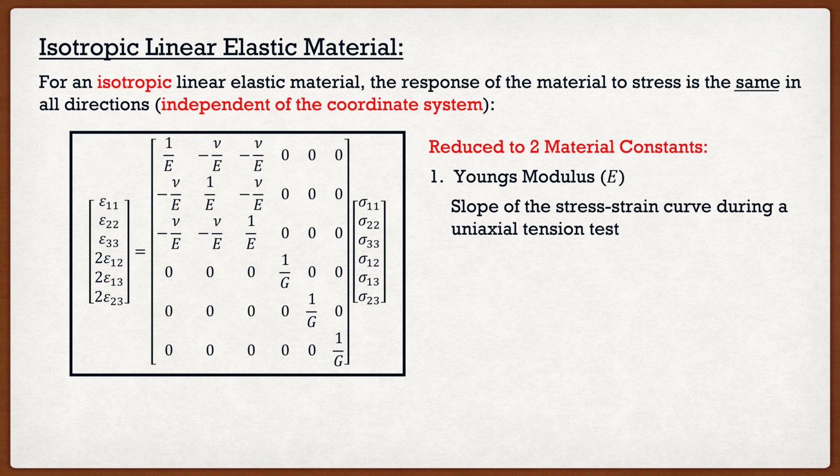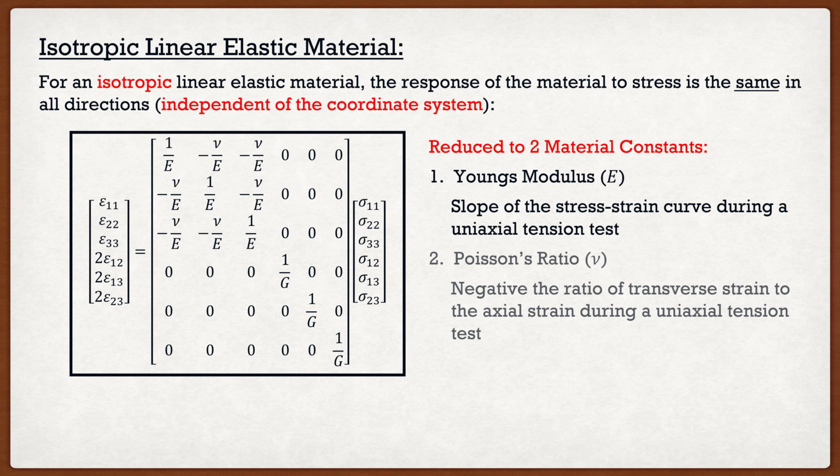Of course, the Young's modulus, in this case, since it's a nice isotropic material, we can simplify the definition to the slope of the stress-strain curve during a uniaxial tension test. And the Poisson's ratio, nu, is the negative of the ratio of the transverse strain to axial strain during a uniaxial tension test. Nice and easy, right?